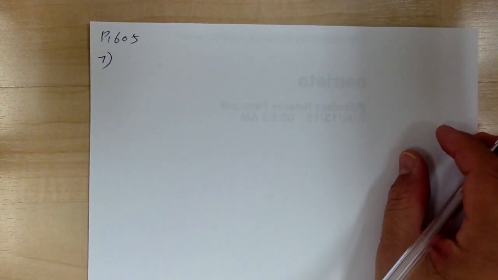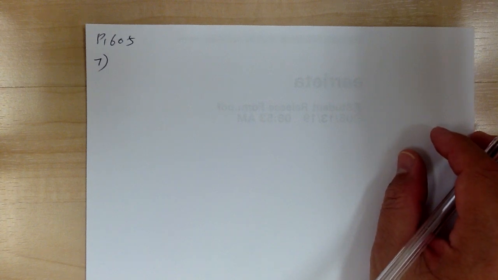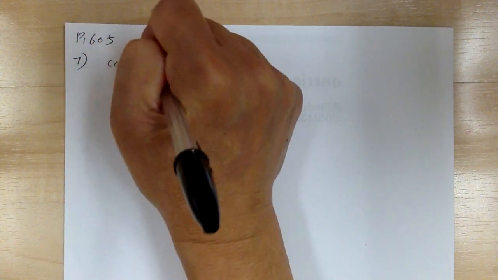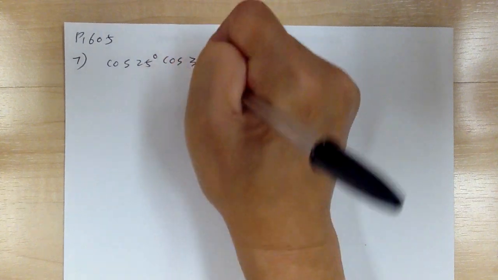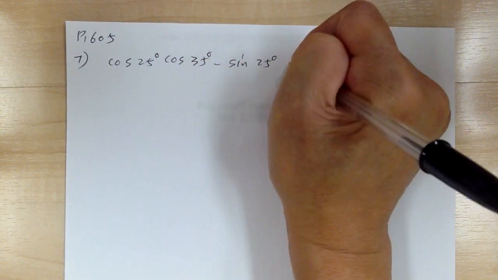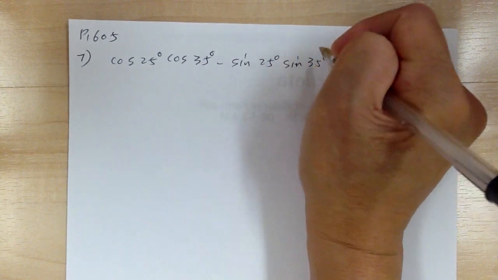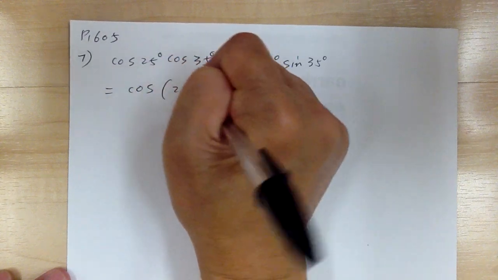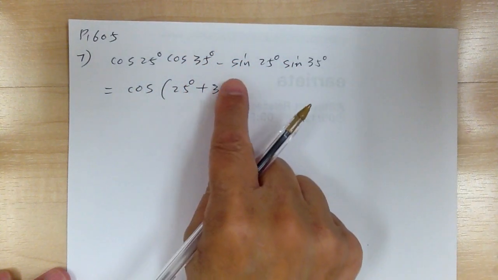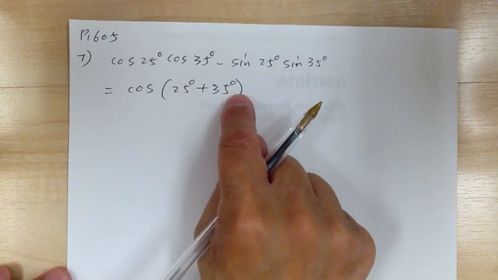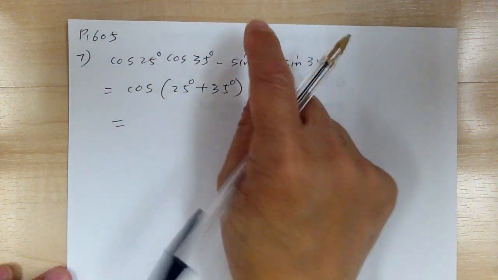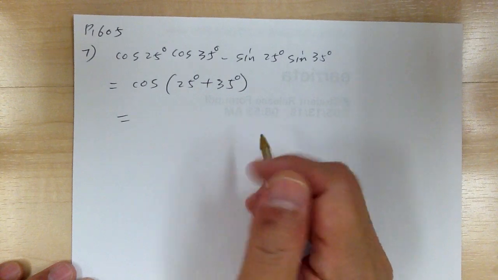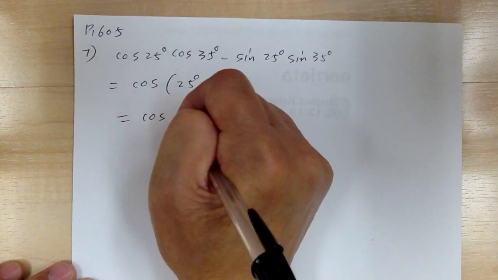The 7 is kind of going backward. Okay, so instead of expanding the identity, you need to contract the identities. So you have cosine of 25 degrees, cosine of 35 degrees, minus sine of 25 degrees, sine of 35 degrees. So if you contract, this is equal to cosine of 25 degrees plus 35 degrees. Okay, so this is a reverse of the difference identity. And this difference of this would be the reverse of the sum identity. Okay, so this came from sum identity. From here, this is going to equal cosine of 60 degrees.